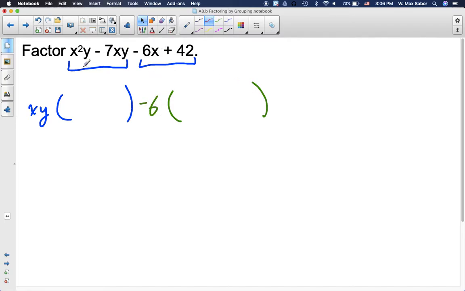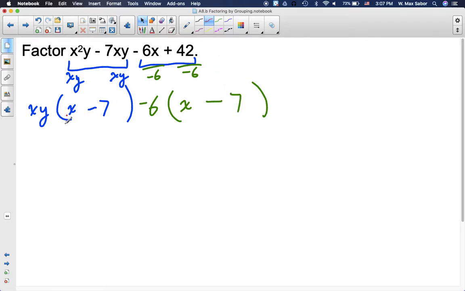So I'm going to divide the first one by xy. So you get x squared divided by x is x, y divided by y is 1. Negative 7 divided by 1 is negative 7. x divided by x is 1. y divided by y is 1. We're dividing by negative 6 here. And negative 6x divided by negative 6 is positive 1x. 42 divided by negative 6 is negative 7.